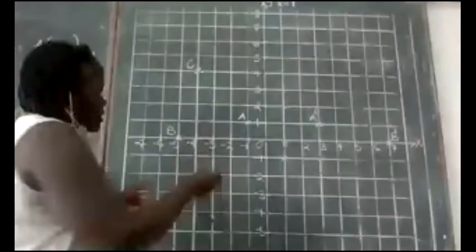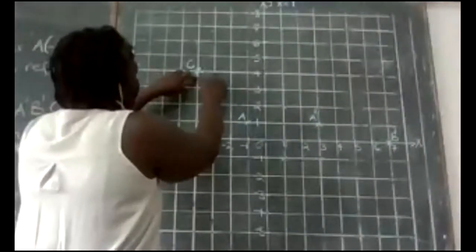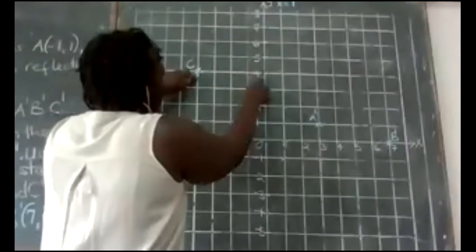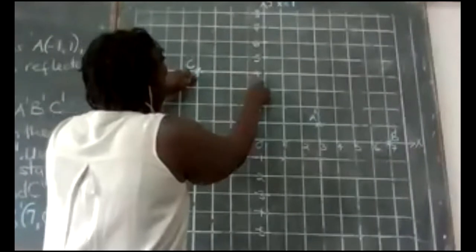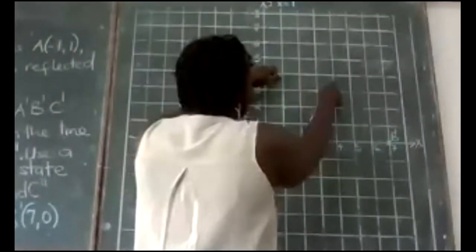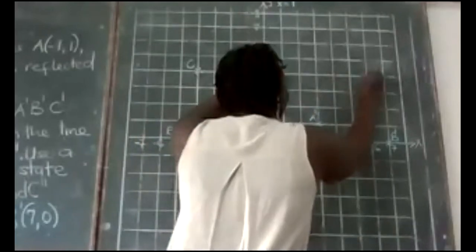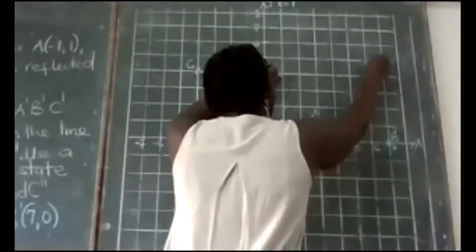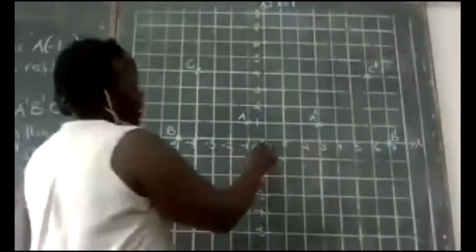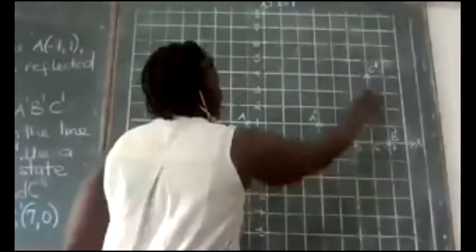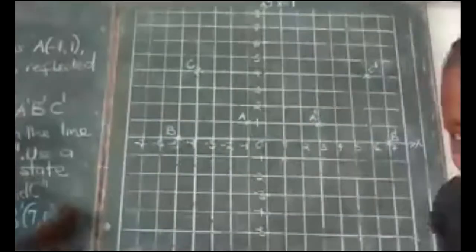6, 4, let's confirm from here. 1, 2, 3, 4, 5, up to the mirror line. So 1, 2, 3, 4, 5 away from the mirror line. My C prime is here. And indeed, its coordinate is 6, 4. Thank you very much, Sache. So C prime is 6, 4.